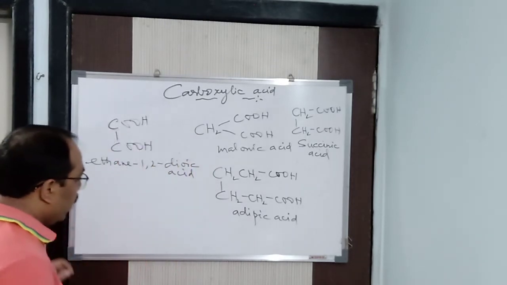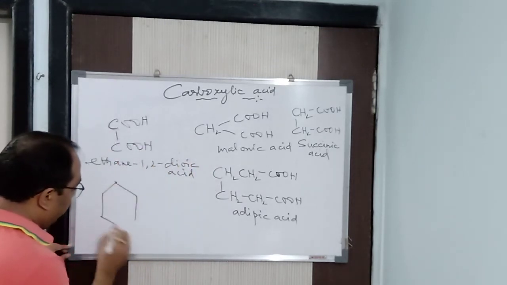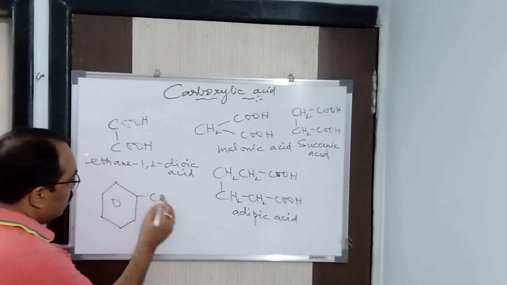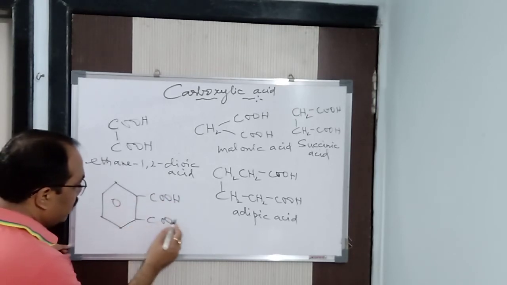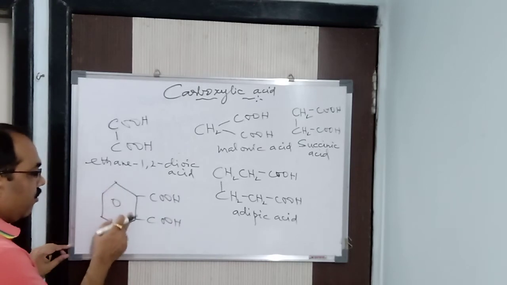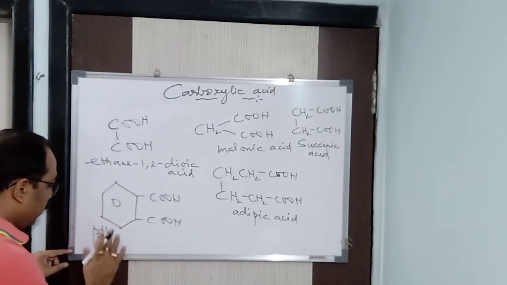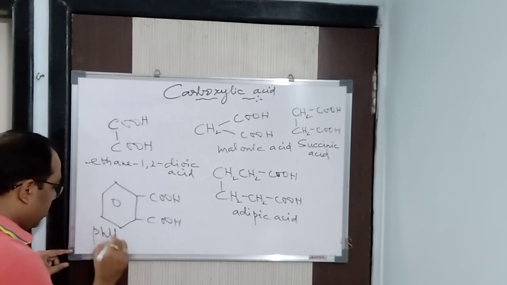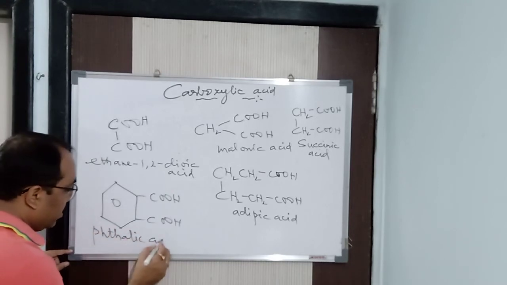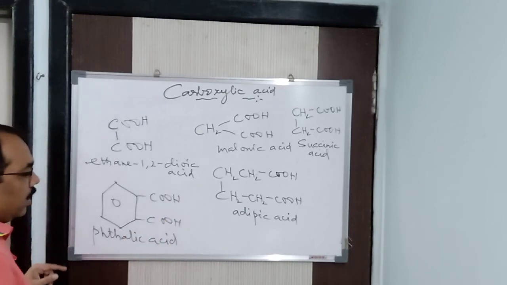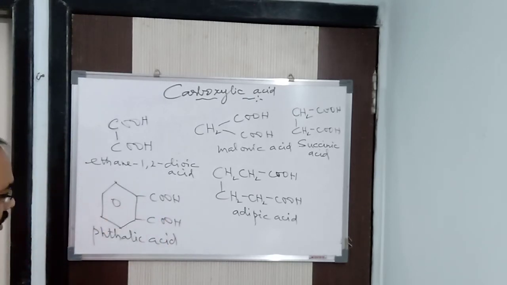Similarly, we also have it in the case of aromatic. Suppose first and second, I am taking this as first and this as second. So it is known as phthalic acid. The spelling is PHTHALIC, phthalic acid, we can say that. Now, if first and second positions have COOH groups, it is called phthalic acid.